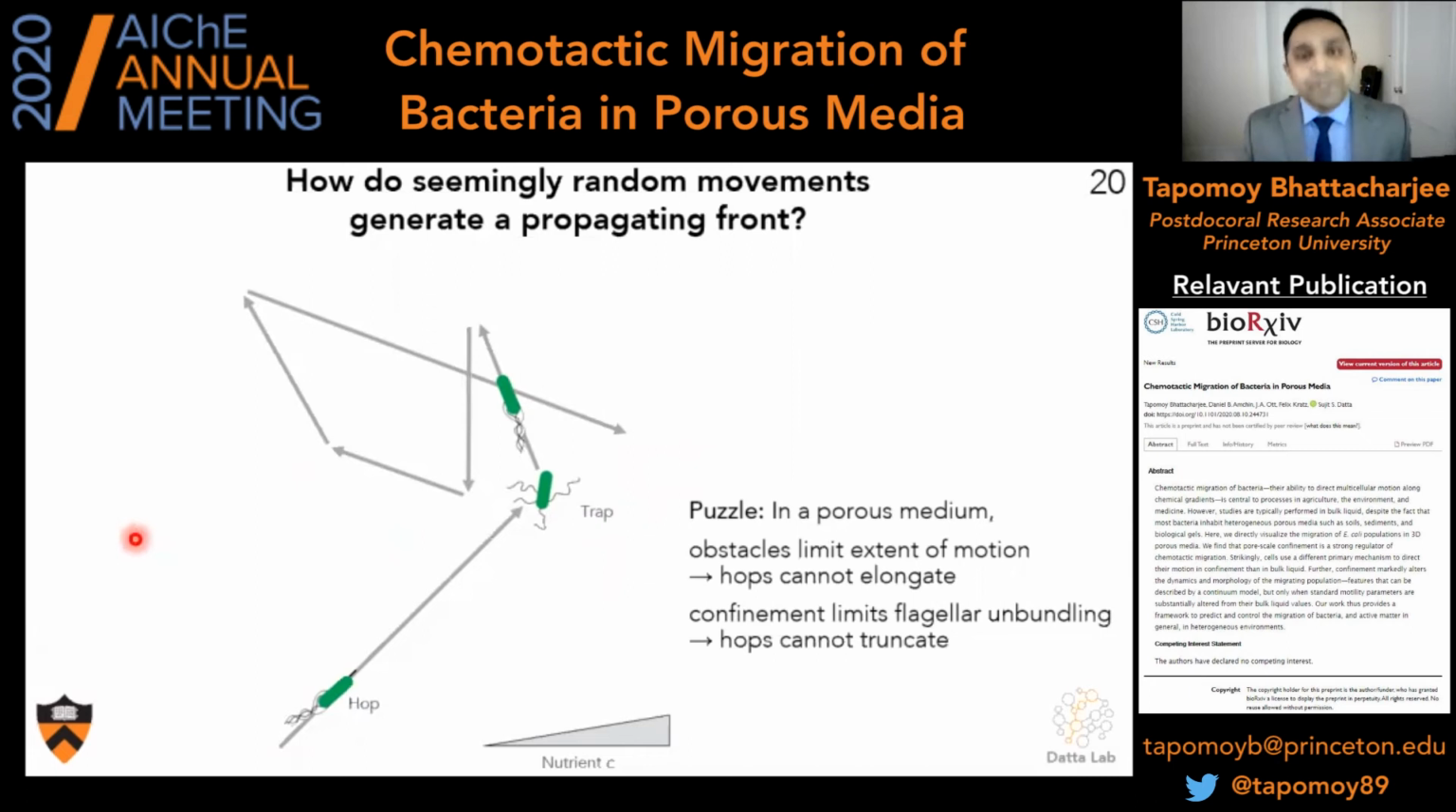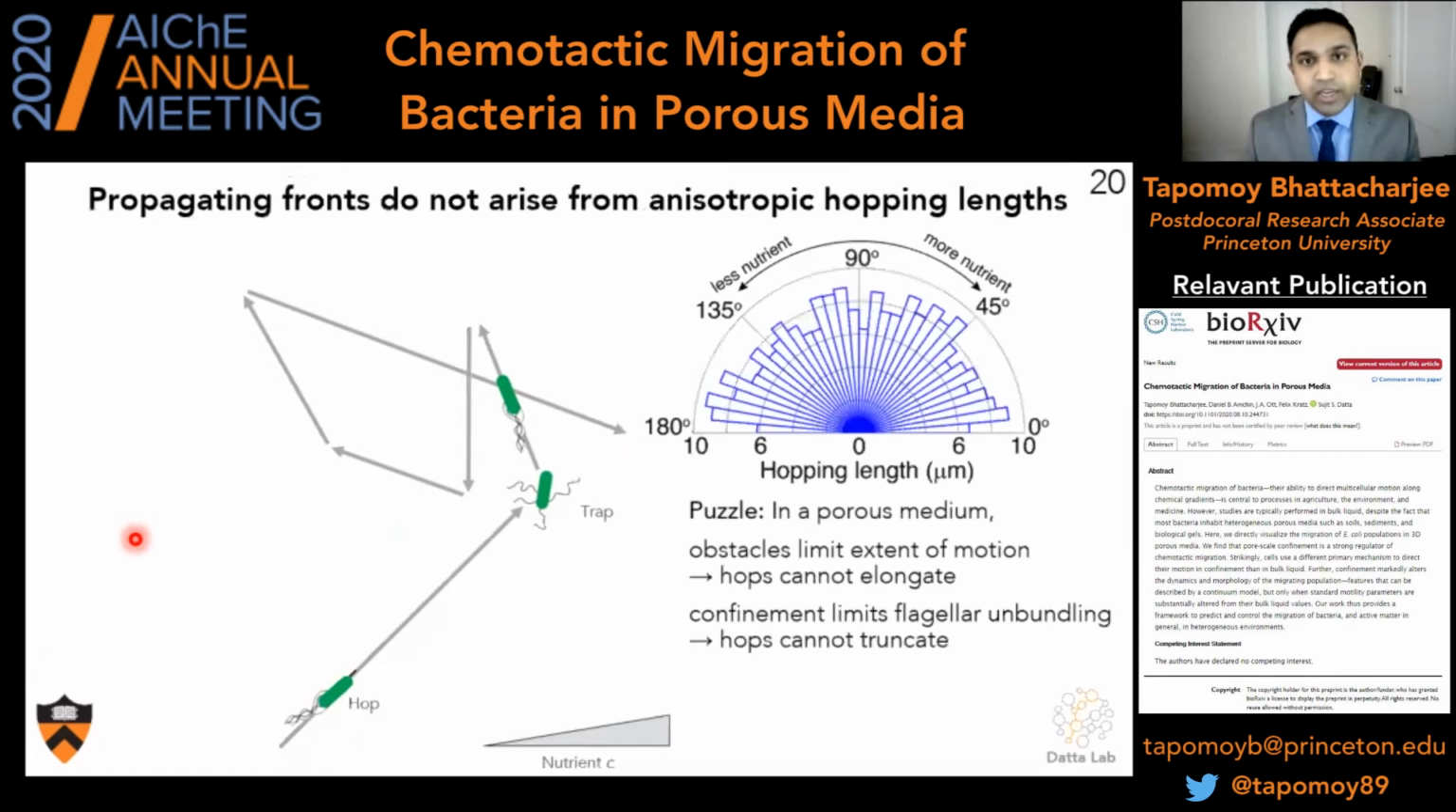Turns out that is also not possible because pore-scale confinement suppresses flagellar unbundling, so cells cannot truncate their hops midway through. To verify this, we tracked hundreds of cells at the leading edge of the propagating wave, and we measured their hop lengths, and we found that there is no directional bias of the hop lengths. So how are these cells even chemotaxing?